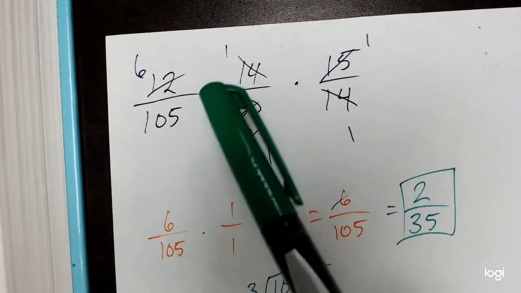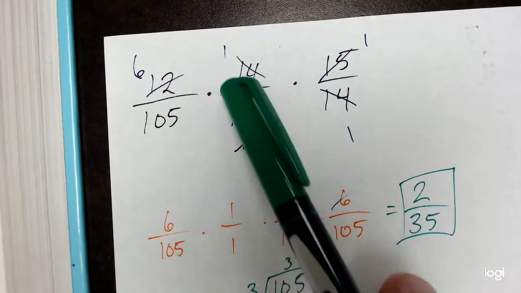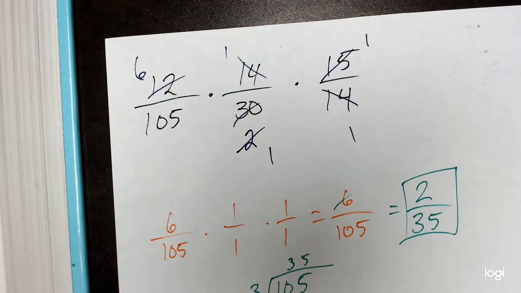Some of you may be thinking, oh, Mr. Claiborne, I don't get why we didn't just multiply. It's all ones. Well, you'd be surprised.